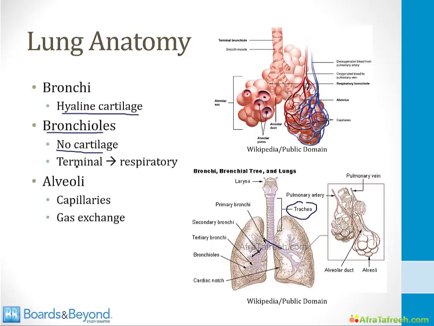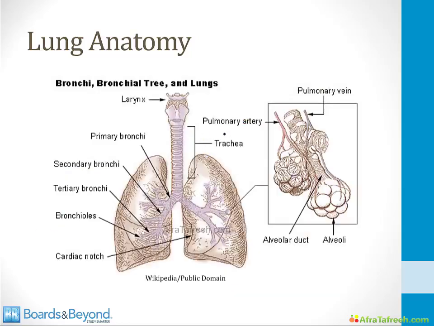Bronchioles continue to branch until they form what are known as terminal bronchioles. These are the last bronchioles before you get into the respiratory bronchioles that lead to the alveoli. And then finally, as you may know, at the end of the bronchioles are the alveoli. These are the structures that have capillaries, and these are the structures that perform gas exchange. I've zoomed in on this picture just to make this more clear.